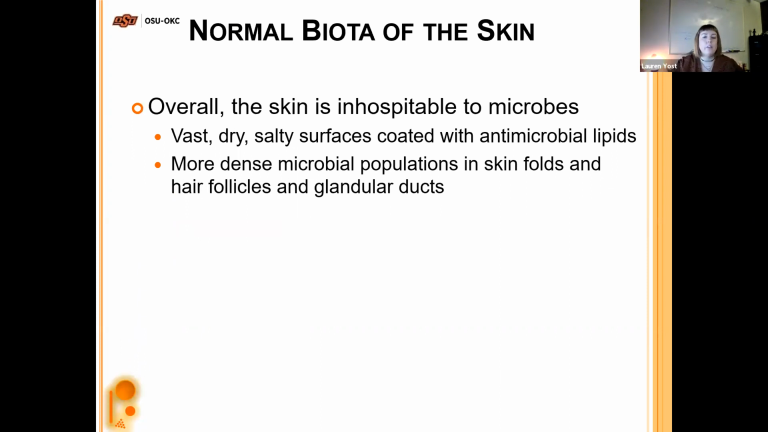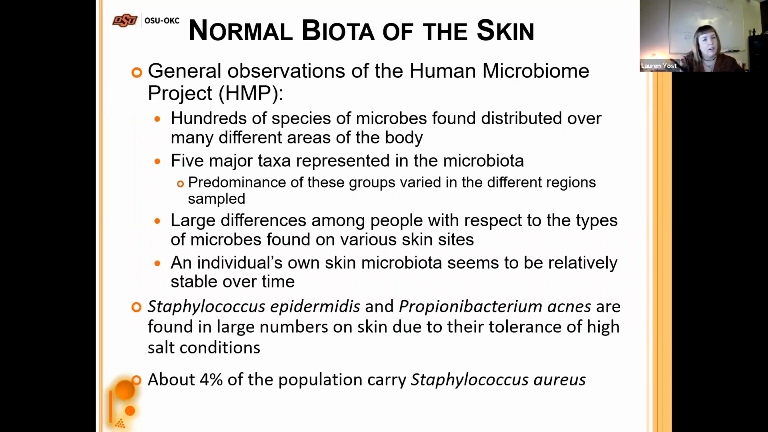The normal biota of the skin should be relatively inhospitable for most microbes, because it's very salty and dry. But some things are adapted to live in moist areas of the skin, whether that's in the folds, like armpits, or areas where there are ducts and down inside the ducts themselves. That tends to be where we find the highest concentration of microbial growth on the skin.